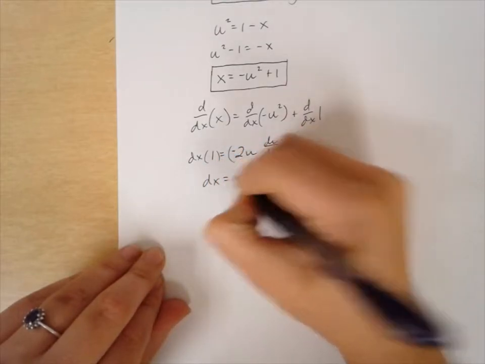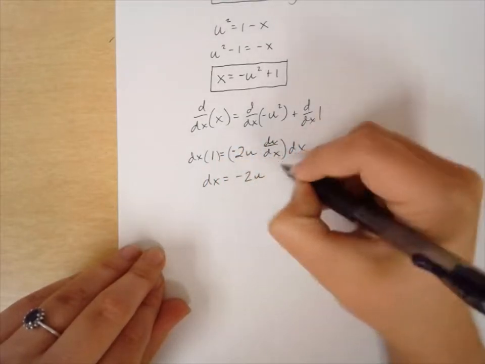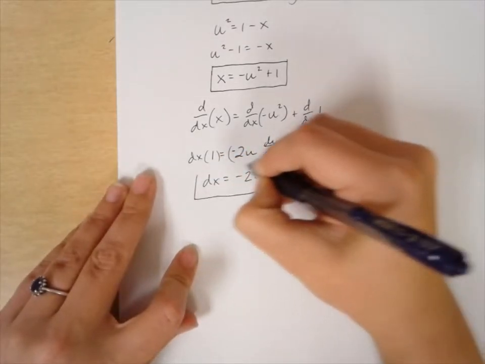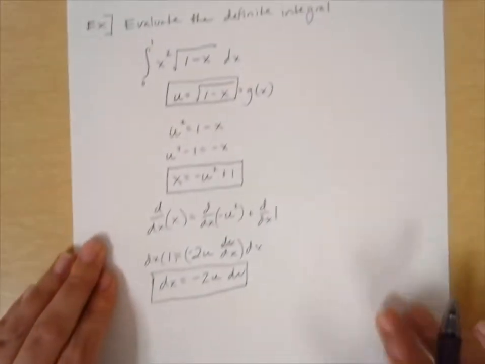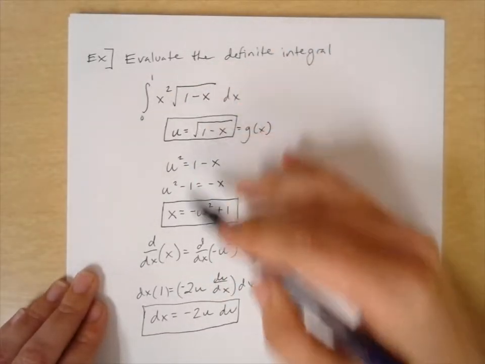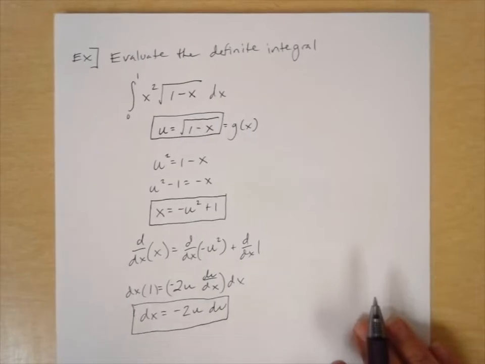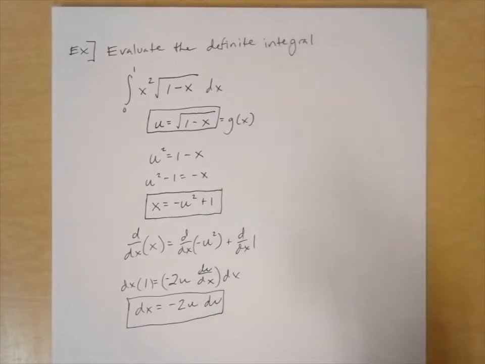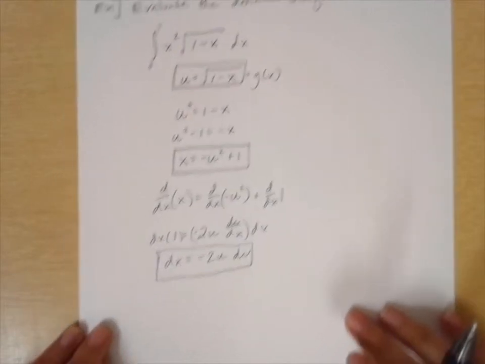And now I get dx equals negative 2u du. Okay. Those are the 3 things I can use to substitute back in. Now I can rewrite this whole thing in terms of u's, but I need some new limits. So I'm going to write those. I guess I can just keep writing vertically down here.